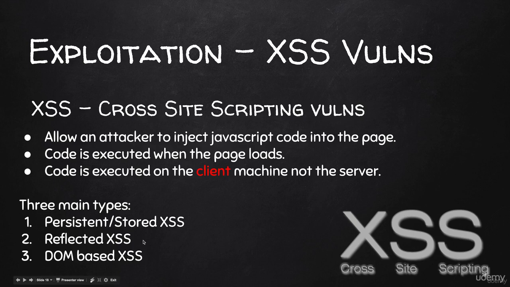There are three main types of XSS vulnerabilities: persistent or stored, reflected, and DOM-based. The stored XSS gets stored in the database, so the code that you inject will be stored in the database or in the page, so that every time any person views that page, your code will be executed. With the reflected one, the code will only be executed when the target user runs a specific URL crafted by you. So you'll be manipulating some sort of URL and sending it to a target, and when they run that URL, the code will be executed.